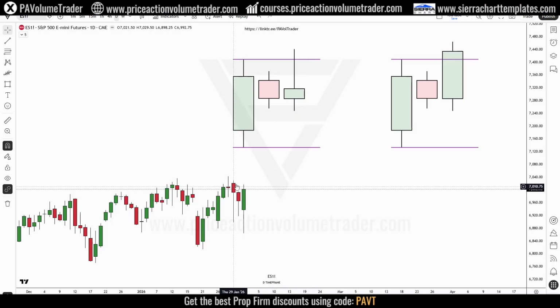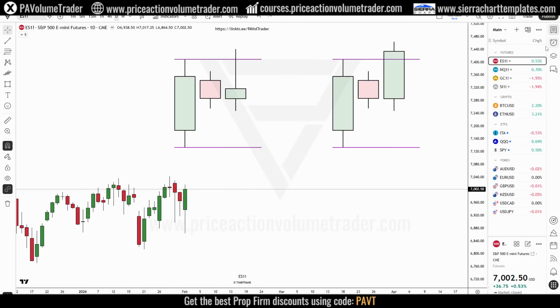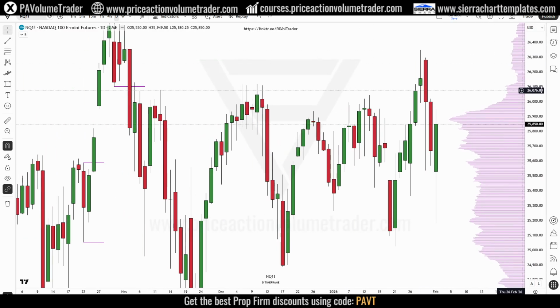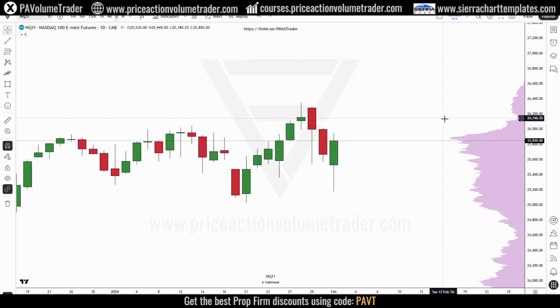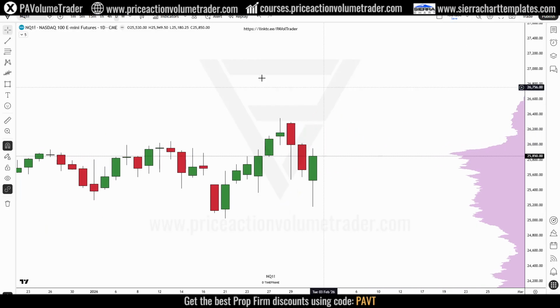So again, this is the inside day we're looking at on ES right now, and this is the inside day we're looking on NASDAQ, which is actually further down than what the ES is, but we gapped down and we're back inside. So now we're looking at the upper edge of this pattern right over here.